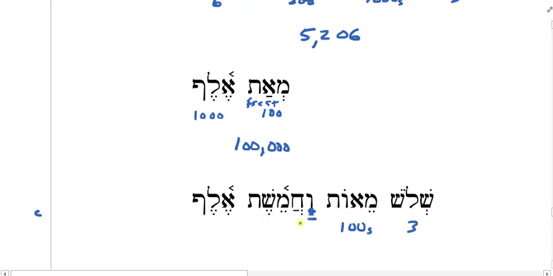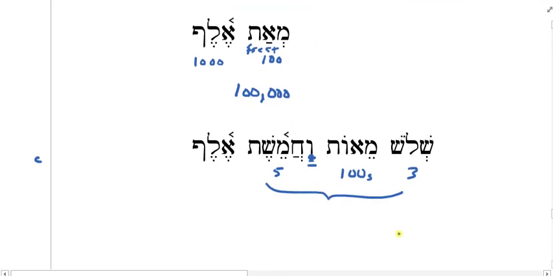V'chameshet. I accidentally put a vocal shava here, but I need a pathak because I can't have a vocal shava next to a compound shava. So anyhow, it's v'chameshet. This is the number 5. So I have 3 hundreds and 5, which is 305. And this is 305 of what? It's 305 sets of 1,000.